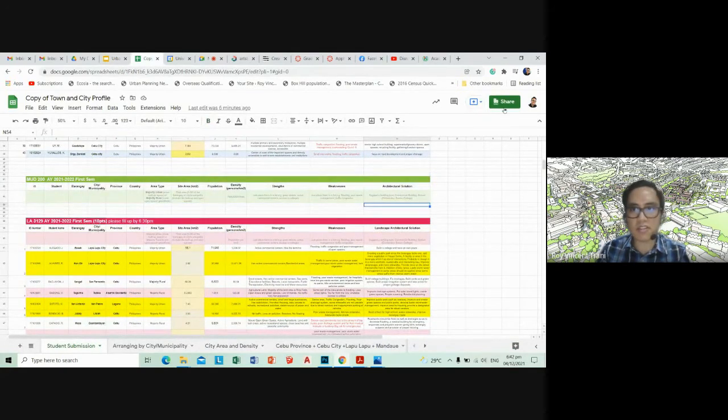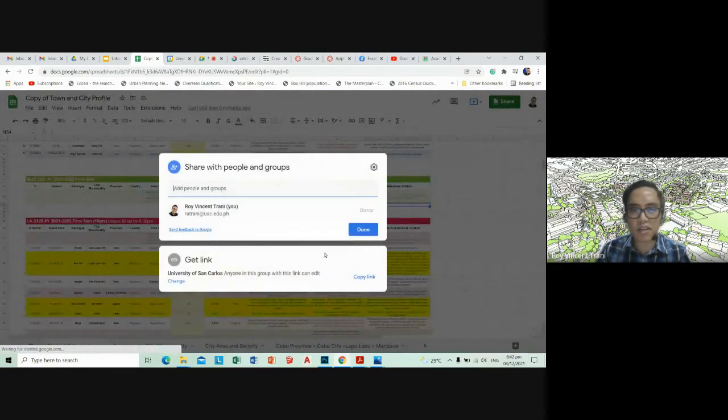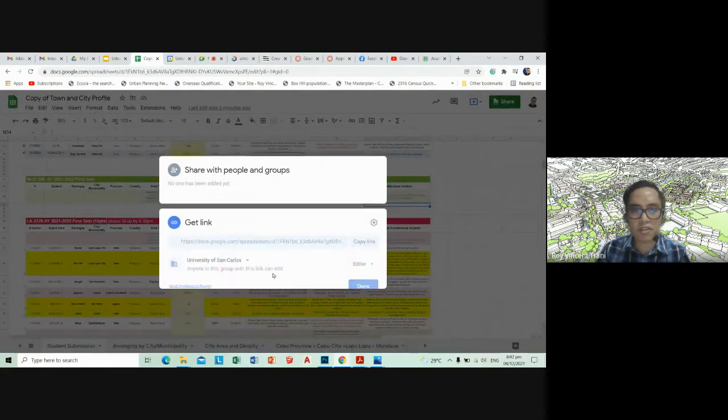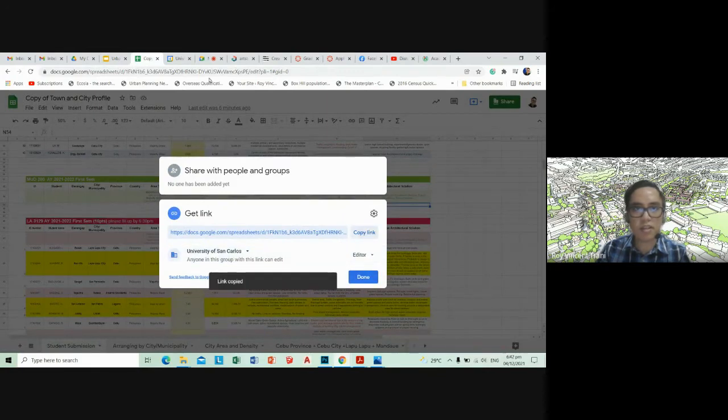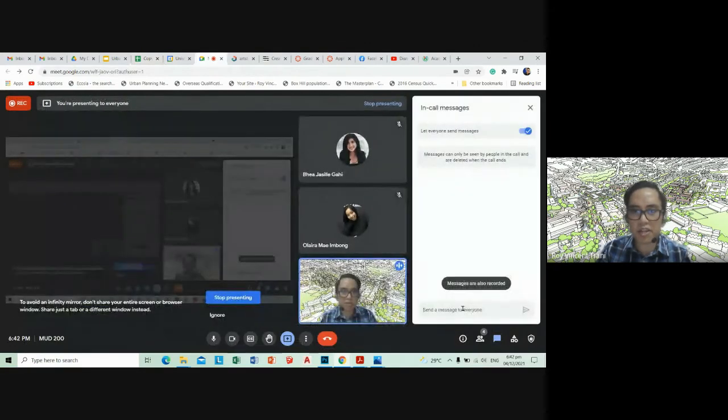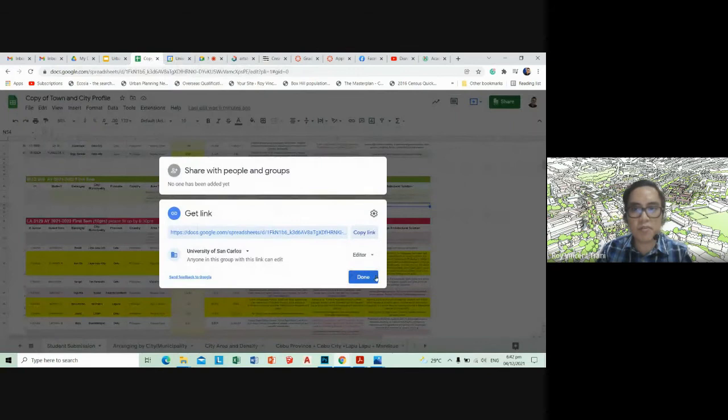So I'll just share, make editor. Okay. Copy link. I'll put it on here. So while I'm discussing, you can fill this in. I'll just zoom in a bit over here.